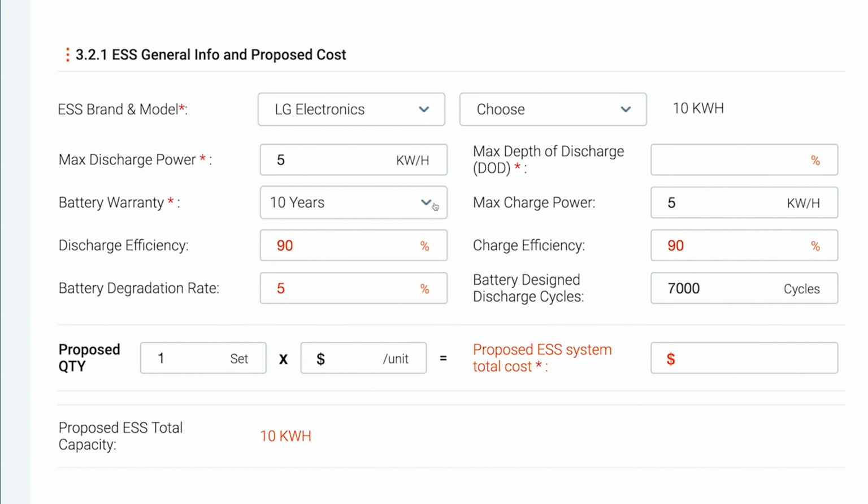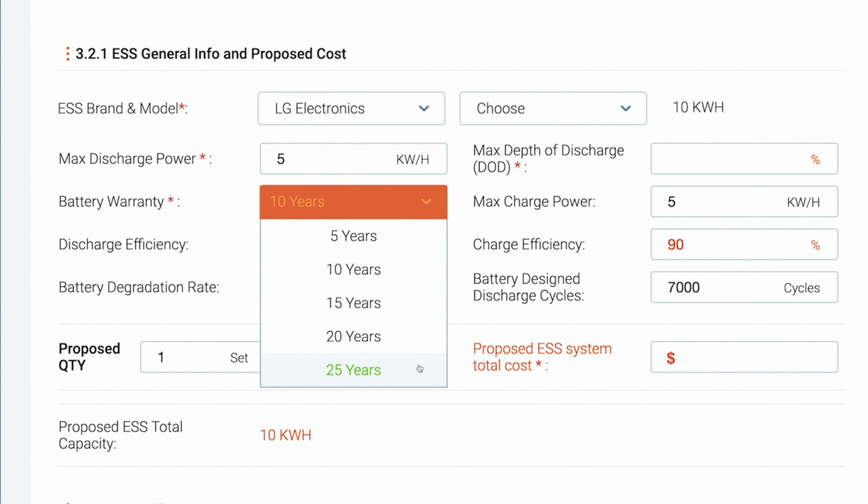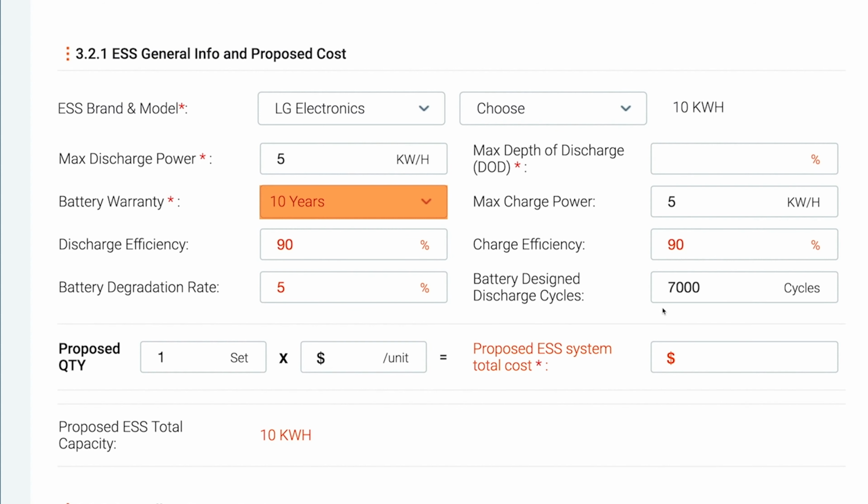Then choose the battery warranty from the options of 5, 10, 15, 20, and 25 years. Next is the maximum charge power, which is the largest charge current that the battery can accept.